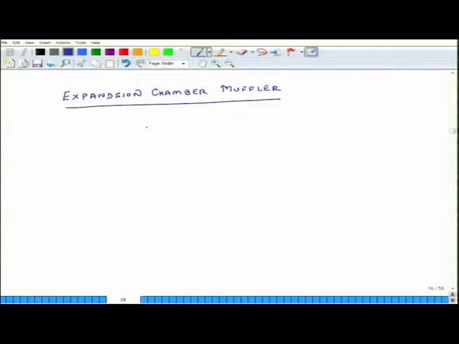So, these expansion chamber mufflers could have one expansion chamber or two expansion chambers. This is an expansion chamber muffler with one chamber. Here the inlet area is S1, the outgoing area is S3, sound is coming in from the S1 side and going out from the S3 side, and the cross sectional area in the intermediate portion is S2, and the length of the intermediate portion or the expansion chamber is L. So, this is what I imply by expansion chamber.